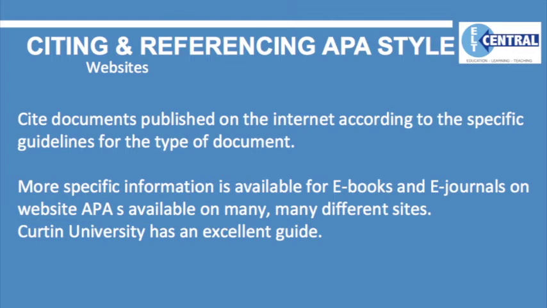And as with all websites, you cite the documents published on the internet according to specific guidelines for the type of document, whether it's a journal, a book, an ebook, whatever it is. Rather than go into every single rule and make this really boring, more specific information is available for ebooks and e-journals on tons of websites. You can find them in loads of different places, but Curtin University's is very good. It's color coordinated and really easy to get hold of and grasp.